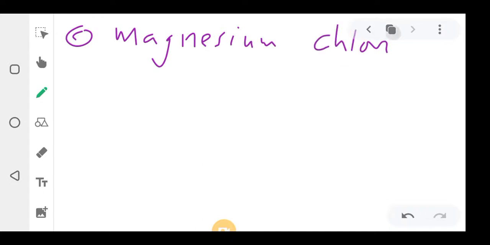Okay, so we go on to C. Magnesium chloride. For magnesium, we can even use the periodic table. Magnesium is Mg, atomic number 12, EC 2,8,2.